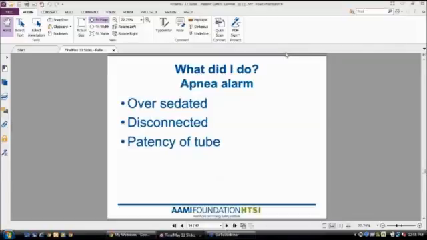Is the patient disconnected? Like I said, I work in peds, and those little kids know how to pull their vents right apart all the time just to get somebody to come in the room and pay attention to them. So that's usually one of the first things in pediatrics, is that the tube is disconnected. And then the patency of your tube, as we talked about earlier.